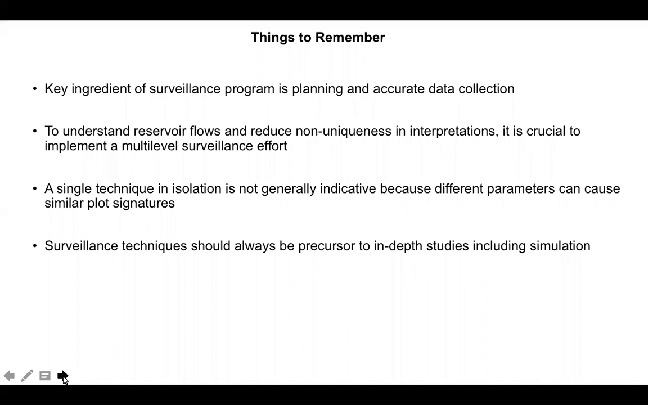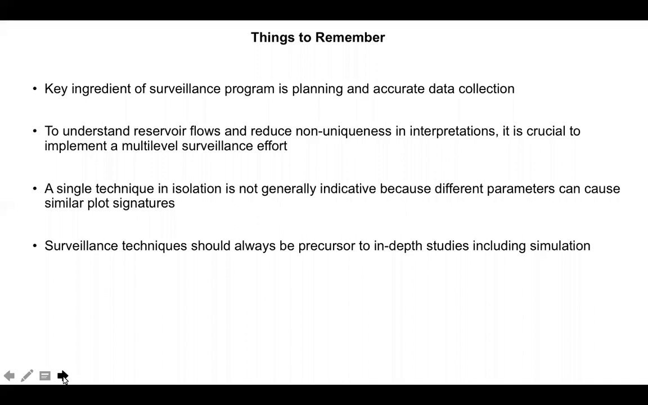Okay, so things to remember before I end my presentation. Key ingredient of a surveillance program is planning and accurate data collection. To understand reservoir flows and reduce non-uniqueness in interpretation, it is crucial to implement a multi-level surveillance effort. As I said, monitoring only a single parameter will not give you results. You need to look at the whole picture, look at different parameters and base your decision upon it.